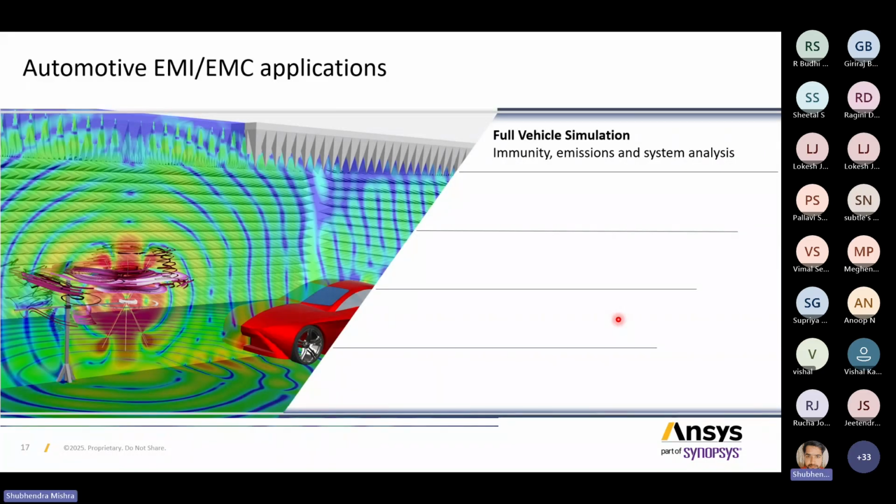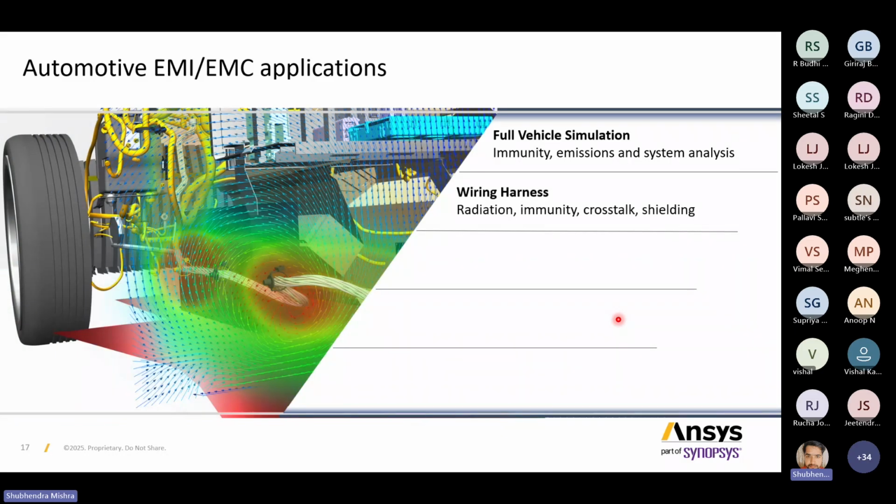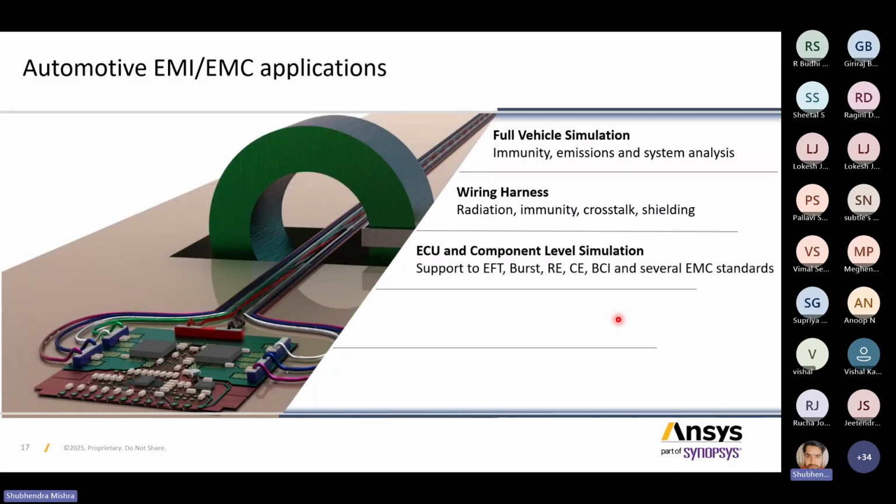Now these are some applications where EMI/EMC is applicable. Just for example, there is a full vehicle, and you want to analyze the emissions or do system analysis of those vehicles. You can do that in our EMI/EMC tools. If you want to analyze radiation through the cables, or do crosstalk analysis or shielding effects through the cables, then with the wiring harness application you can do that in the EMC Plus tool. There are also applications like radiated emission tests or conducted emission tests, or bulk current injection, or any other EMC standard test you want to perform, and you can perform it.